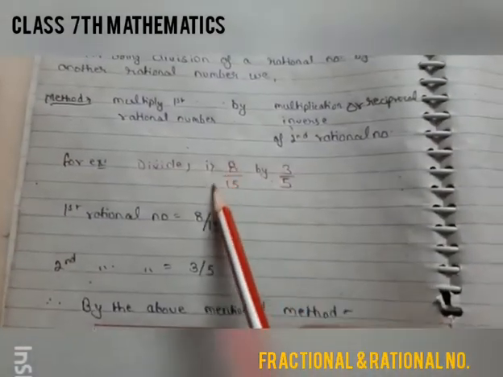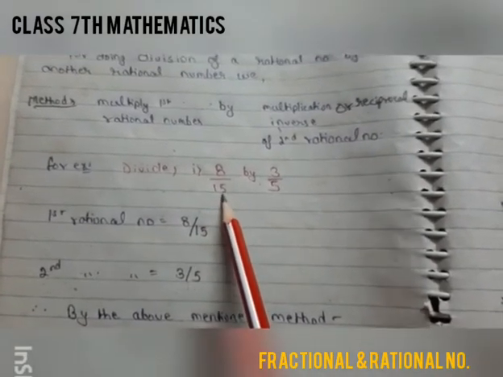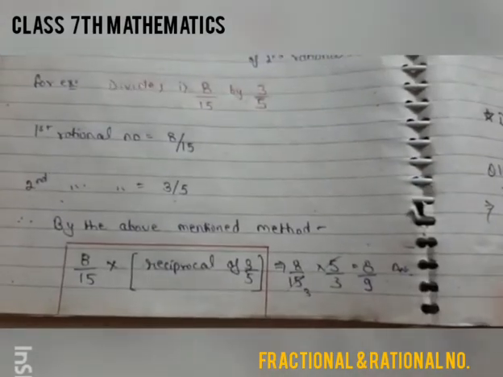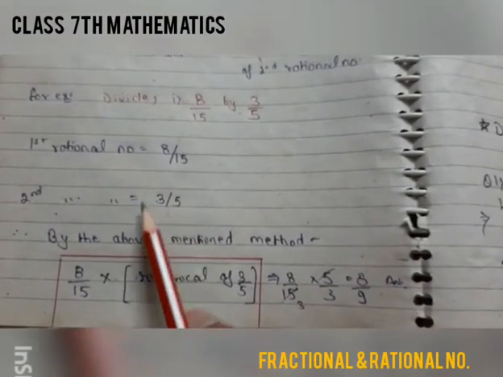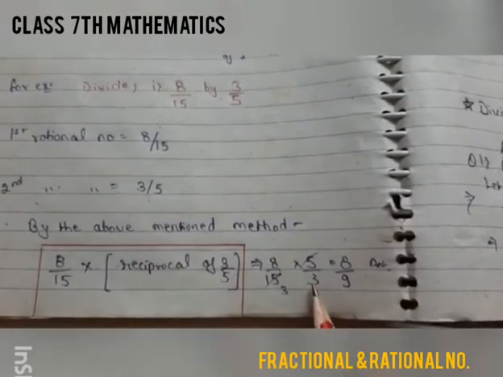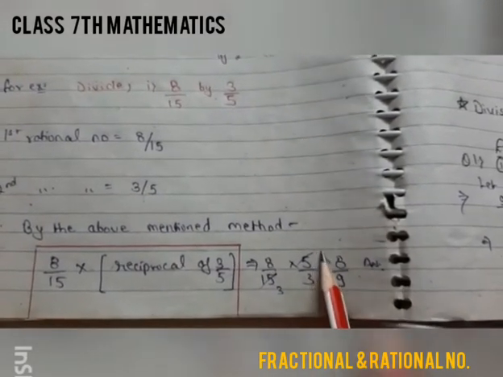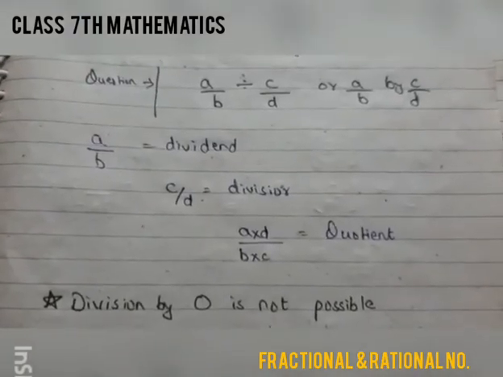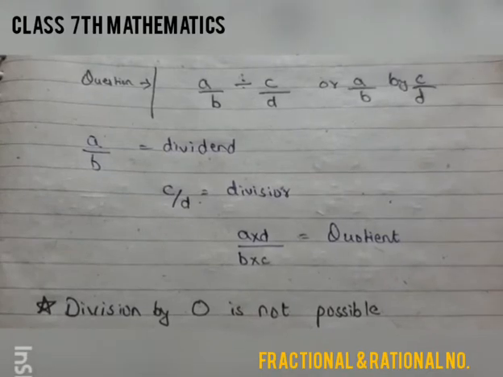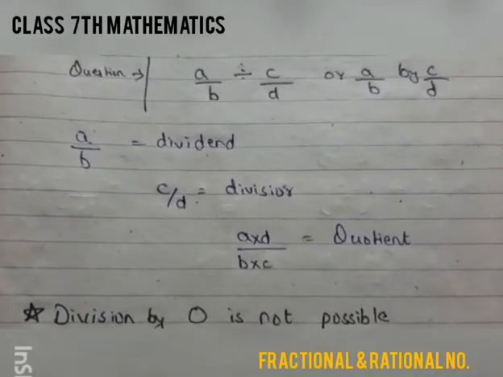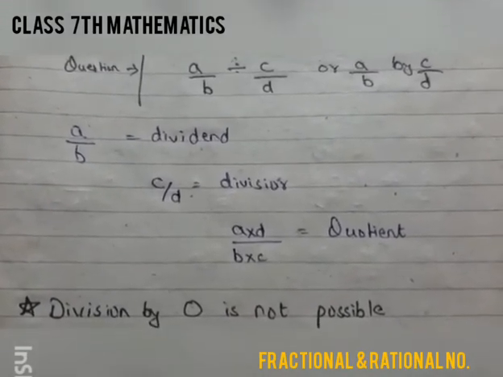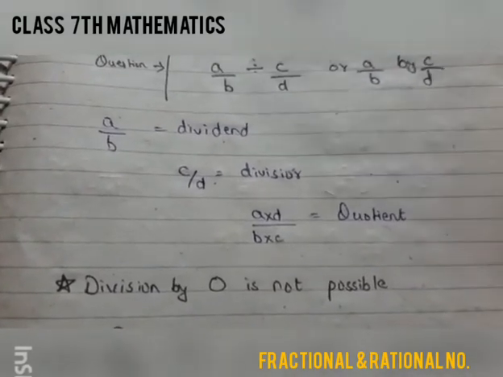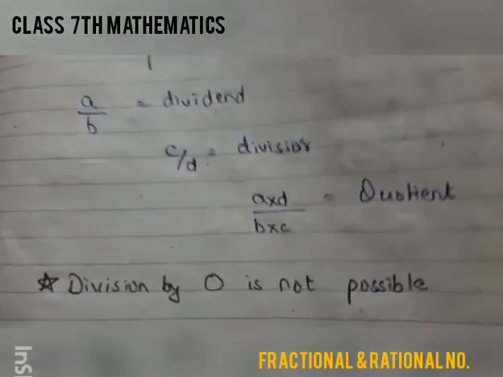If I go to this question by the same format which we just learned, your 8 upon 15 will be known as the dividend. Your 3 upon 5 will be known as the divisor. And 8 upon 15 into 5 upon 3, after the reciprocal of the second rational number, will be known as the quotient. Also remember that division by 0 is not possible. We have done this in earlier exercises also, and I have explained it earlier. If any number is divided by 0, then the result is not defined.